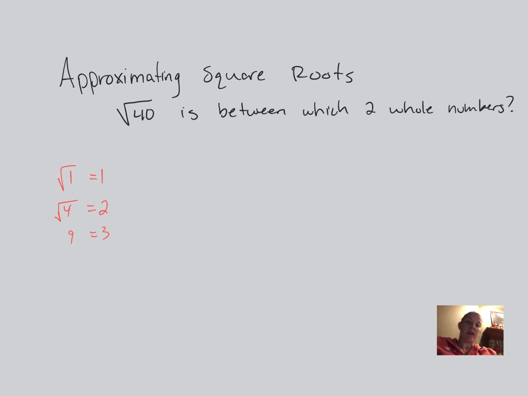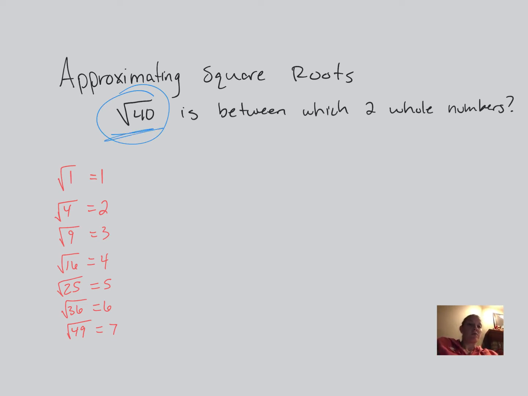3 times 3 is 9, so the square root of 9 is 3, because 3 times 3 makes 9. So I can continue down this list. 4, so I do 4 times 4 and I get 16, so the square root of 16 is 4. I'm just going to continue down my list. 5 times 5, so the square root of 25 is 5. 6 times 6 is 36, so the square root of 36 is 6. 7 times 7 is 49, so the square root of 49 is 7. And then I could keep going, but I've noticed that I found where the square root of 40 would be.